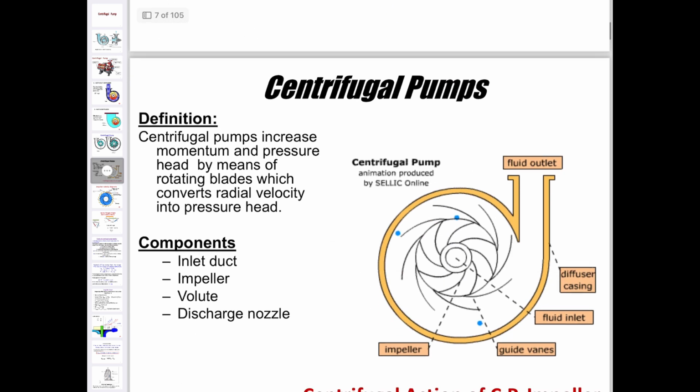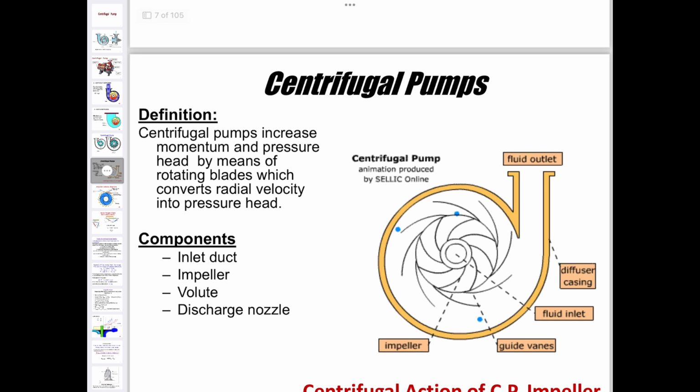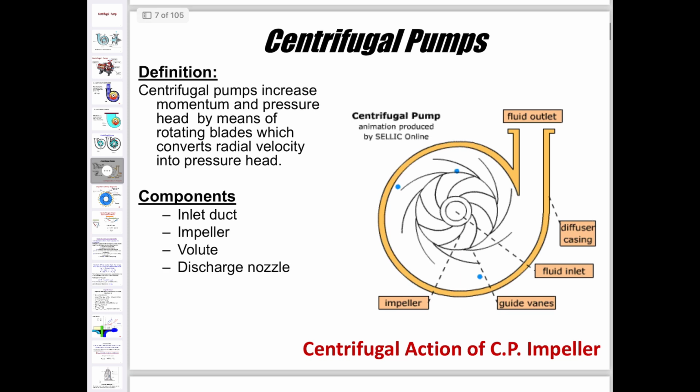Centrifugal pump definition: a centrifugal pump increases the momentum and pressure head by means of rotating blades, which reduce the velocity into pressure head. The common components are the inlet, impeller, volute, and discharge nozzle. In these pictures we see guide vanes, fluid inlet, diffuser casing, and impellers.